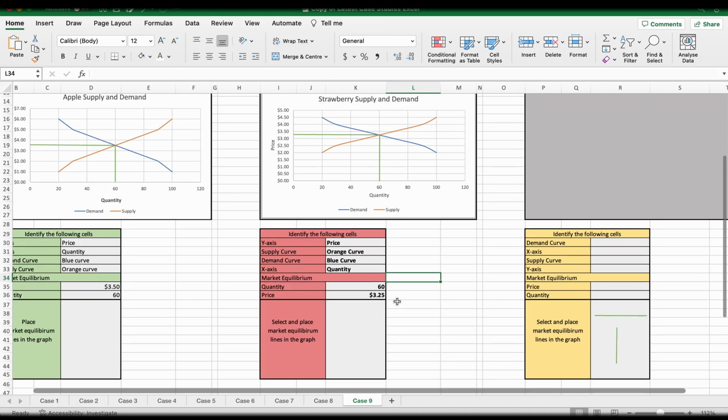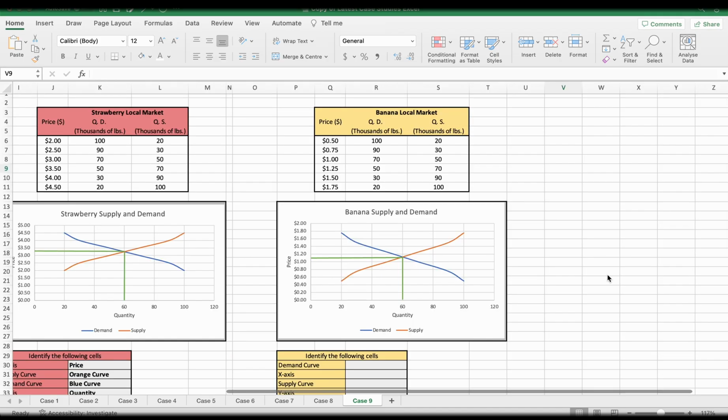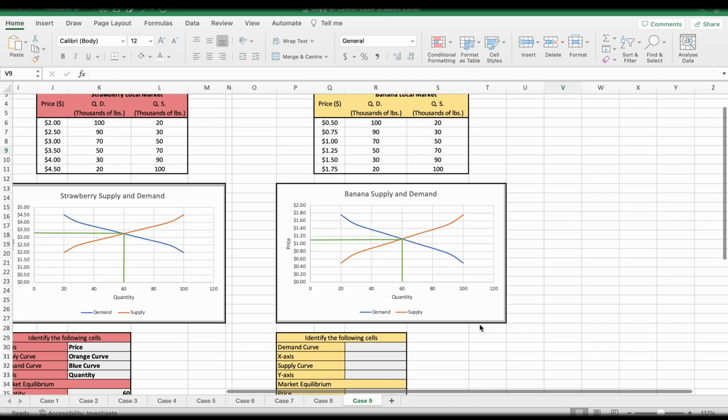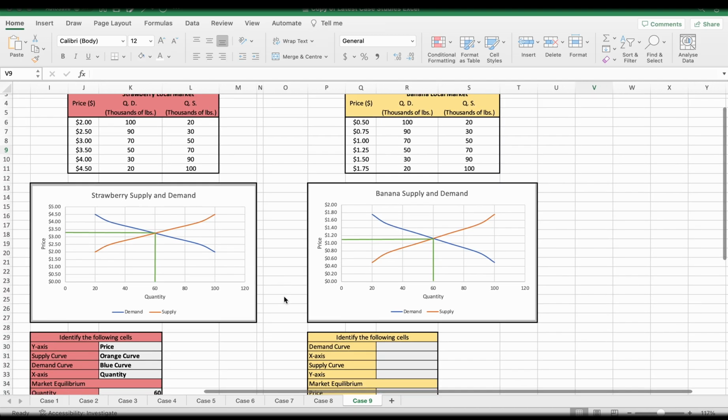There you go. So we're done with the first case. This is going to be the banana local market. As you can see on the screen, I already generated the banana supply and demand graph just to save time. If you have any questions, follow the last section where I generated the strawberry local market graph.